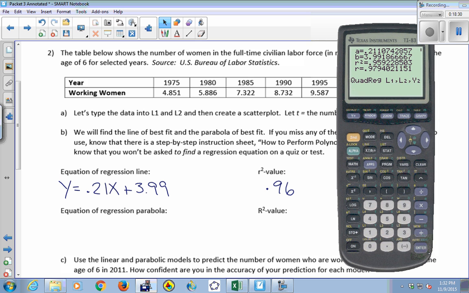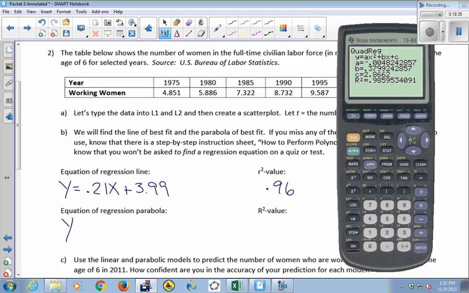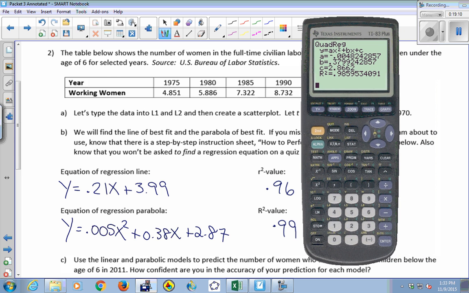Okay. So I hit enter, and it says that my quadratic regression is y equals 0.005x squared plus 0.38x plus 2.87. Okay. And my R squared value is 0.99 if I round to 2 decimal places. So let's look at a picture of the data with my 2 models and see how good it is.